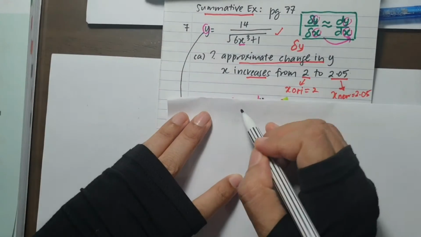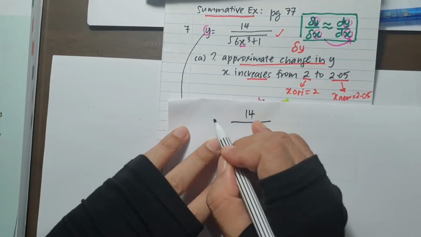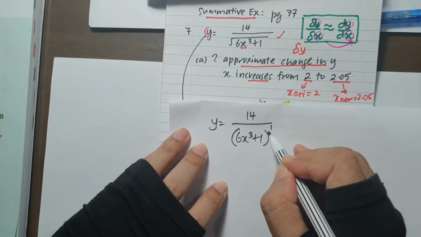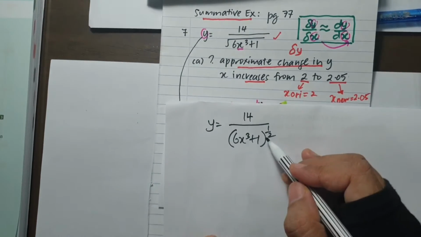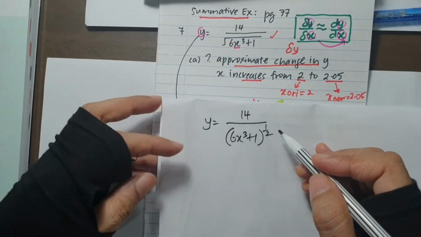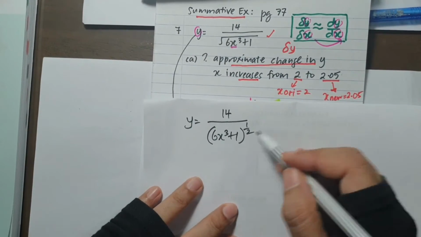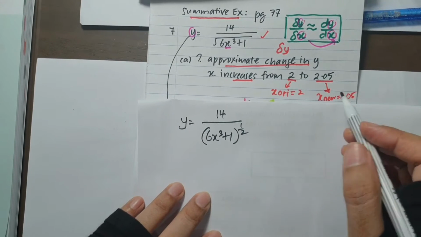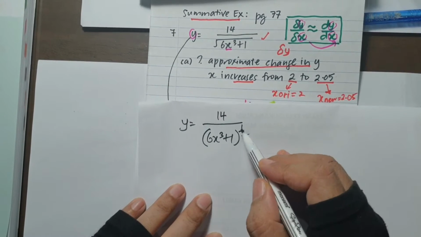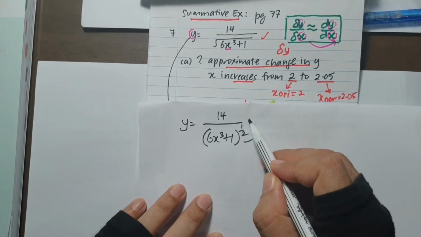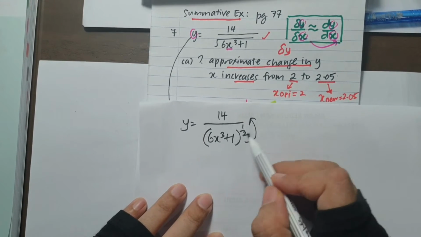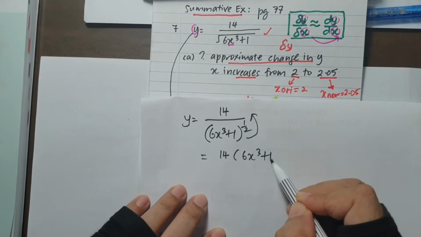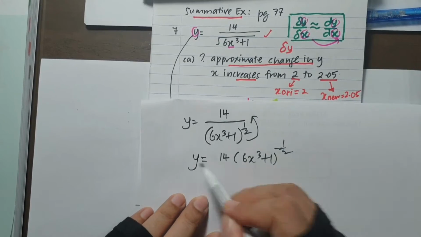So you can write it like this: 6x cubed plus 1, power of 1 over 2. Square root, always write in the form of fractional index. And this one I don't want to use the quotient rule, I want to use the composite function formula, that is the power rule. If you want to use that formula, you need to bring up the bracket. After you bring it up, it becomes power of negative half.